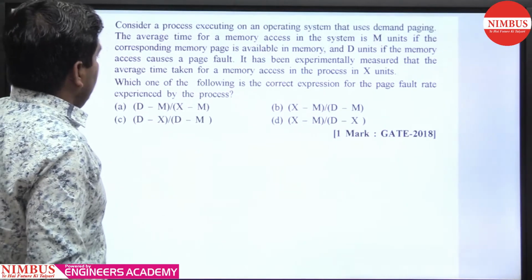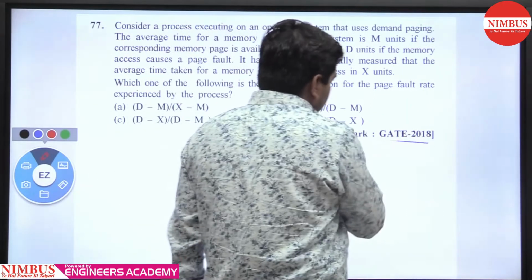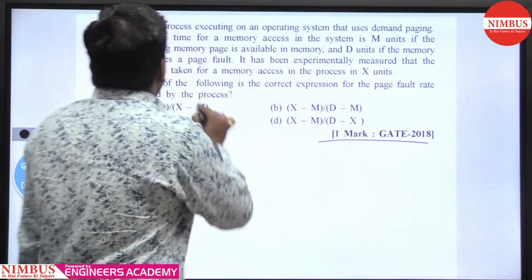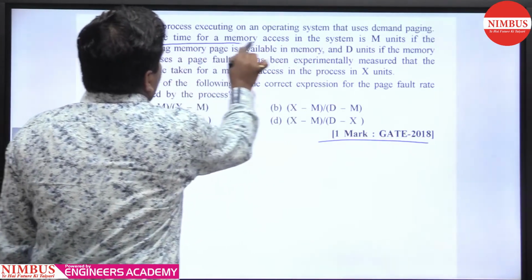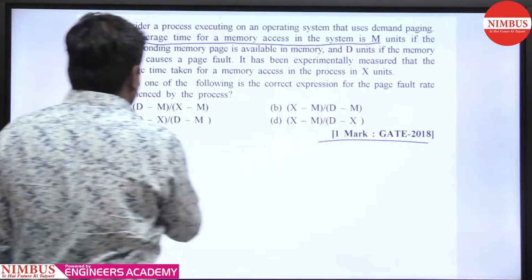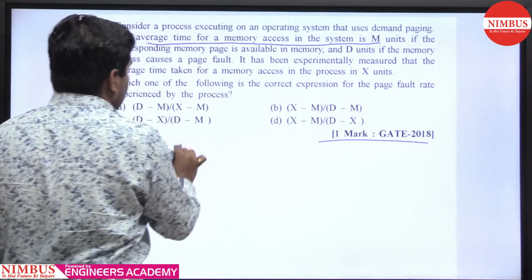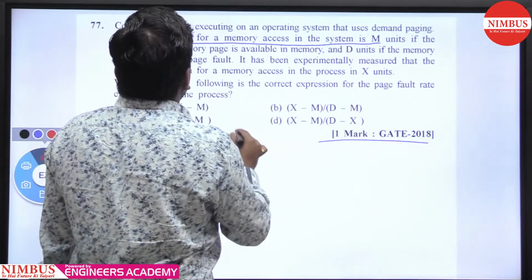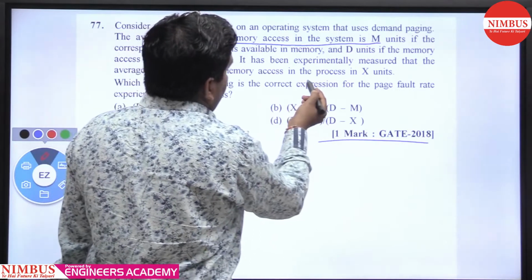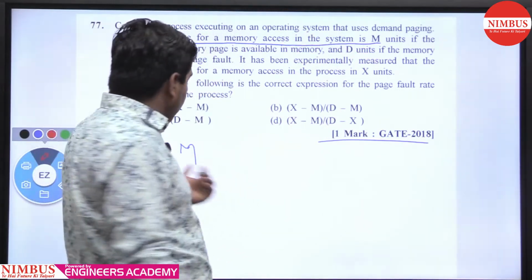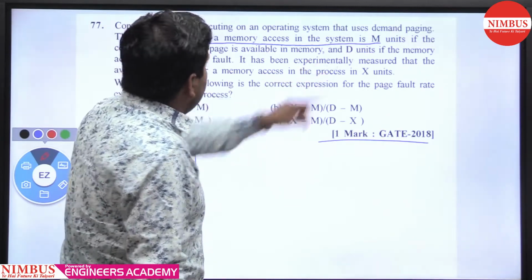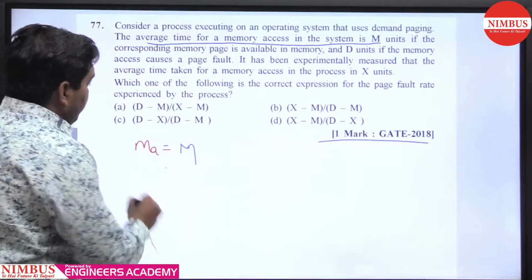Next question. This is the question GATE 2018, 1 mark. What does the question say? A process executing on an OS with demand paging. The average time for a memory access is M. Memory access time is given, that is M, and if the corresponding page is available in the memory, that is a page hit, then it will take M. And D is the memory access time that causes a page fault.